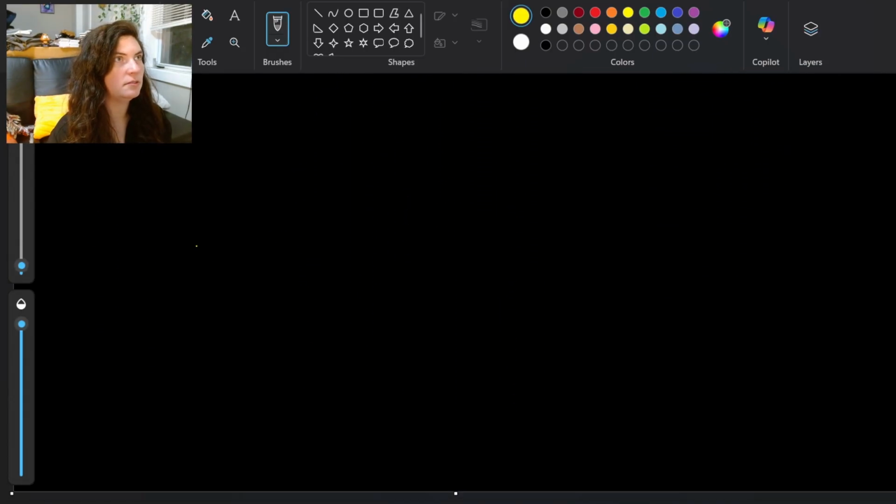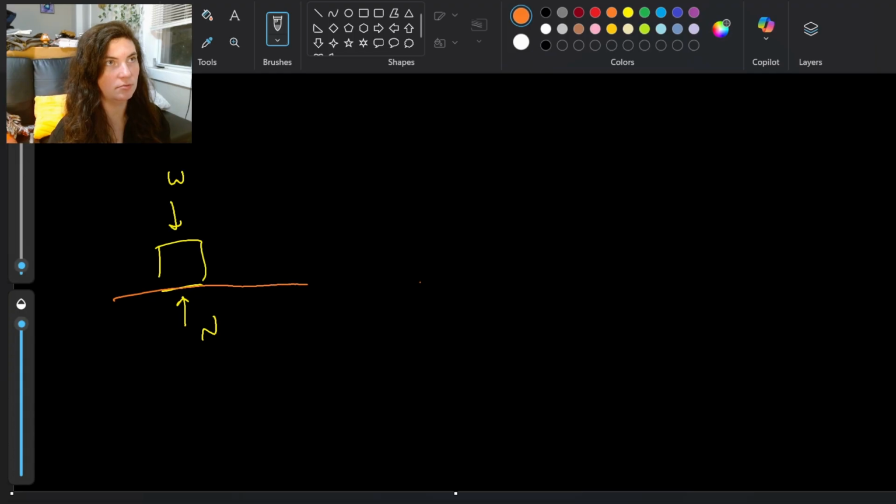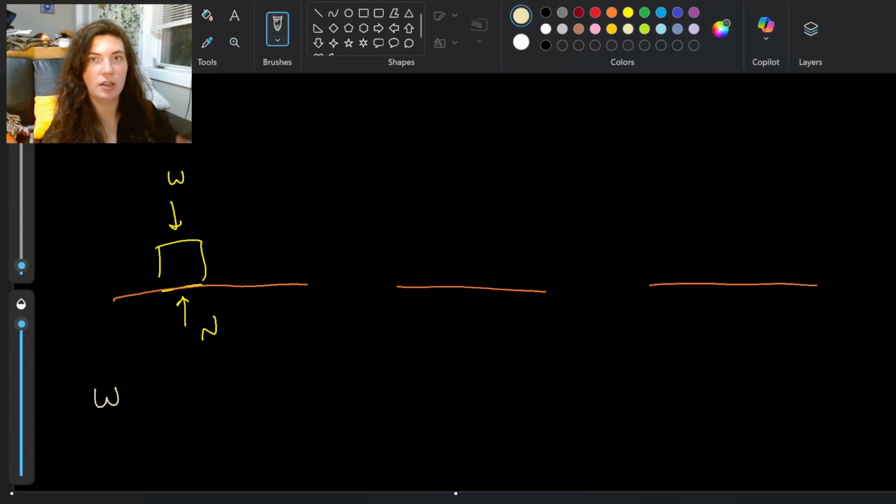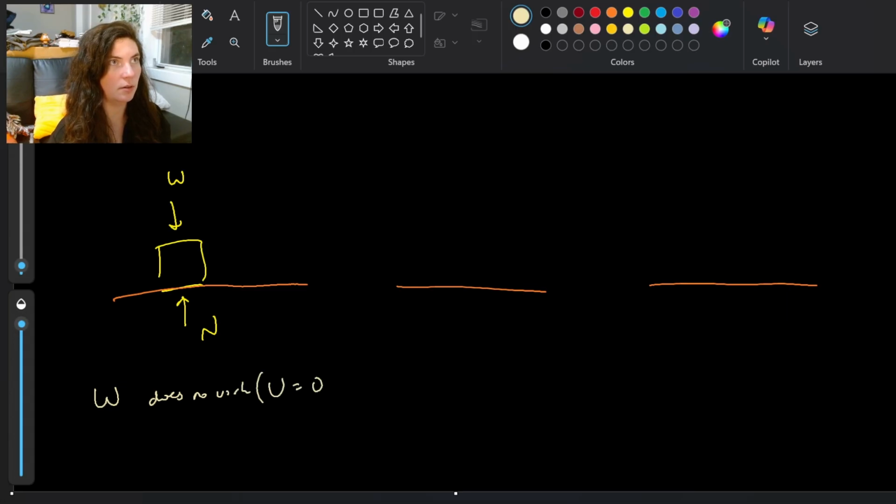So if we just have a box here, and it's just sitting on a table, it has a normal force and a weight. There's no acceleration, there's no movement, it's just a box sitting on a table. In this case, the weight of the box is doing no work. There's no displacement, the box is not moving anywhere, so the weight does no work, or we can say U equals 0 for the weight.